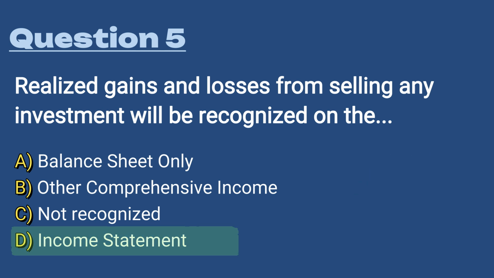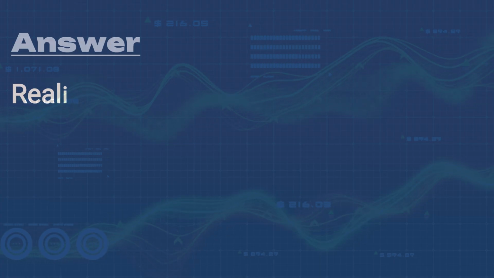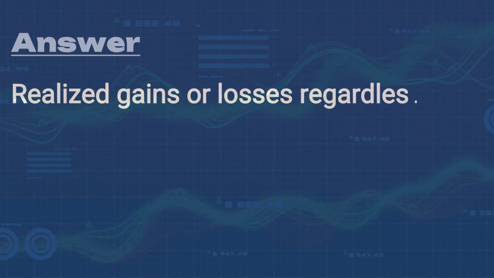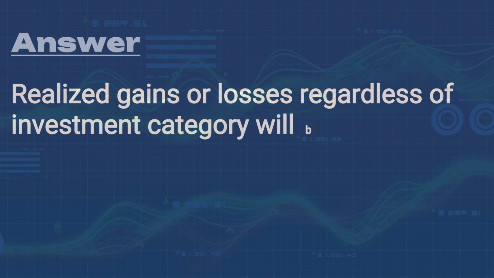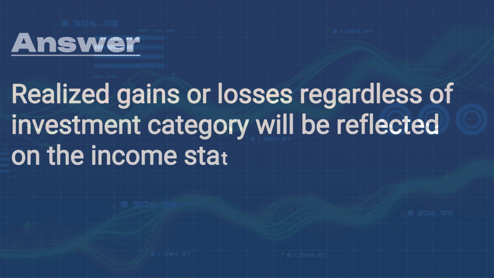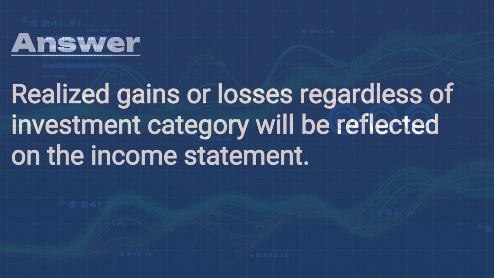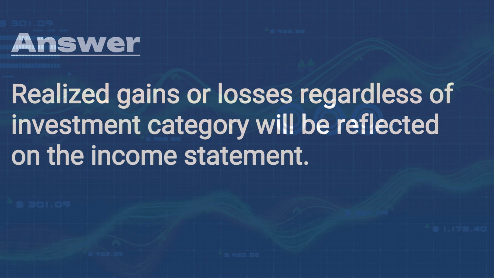The answer is D, income statement. Realized gains or losses, regardless of the investment category, will be reflected on the income statement. We're not talking about unrealized gains. We're talking about realized gains from selling an investment.